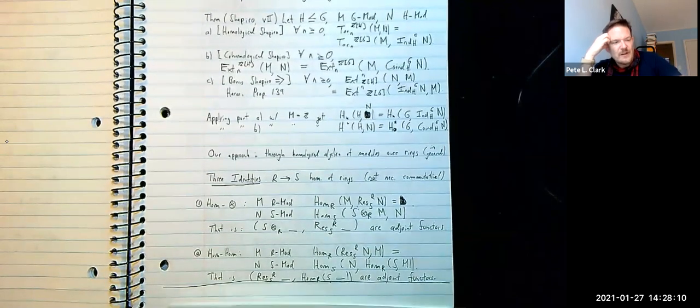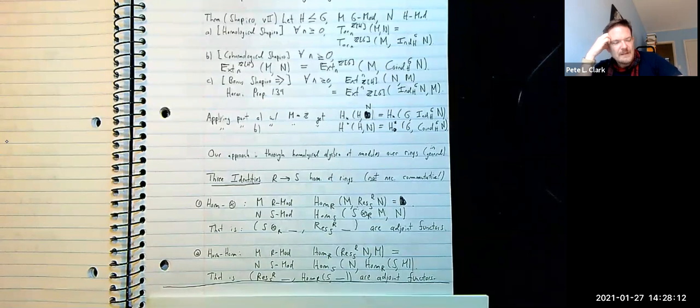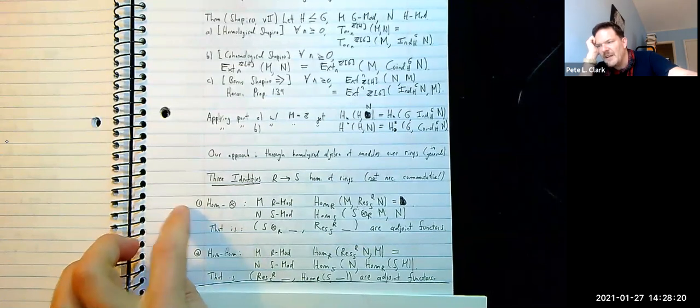So the first one I'll call the Hom-tensor identity. This one is maybe the most familiar. You may have seen it from my commutative algebra class in particular, in the case where the ring is commutative. So you have an R-module M, you have an S-module N, and by the way, I'm being heavy-handed.